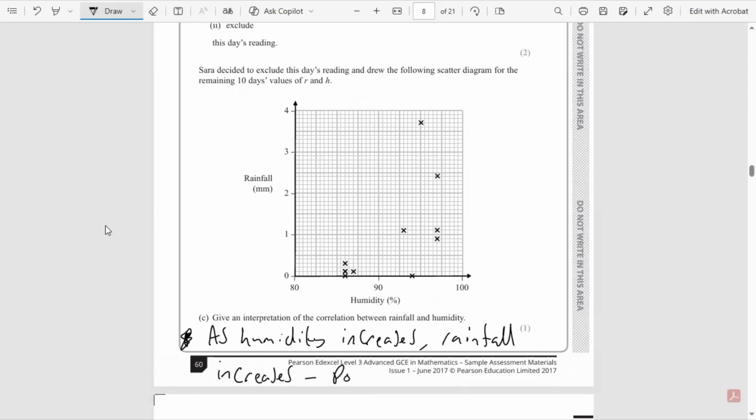So you can say that this is a positive correlation. Again, it doesn't look like a very strong positive correlation, but it's still kind of, as humidity is getting bigger, rainfall is getting bigger. Great, so that's part C.